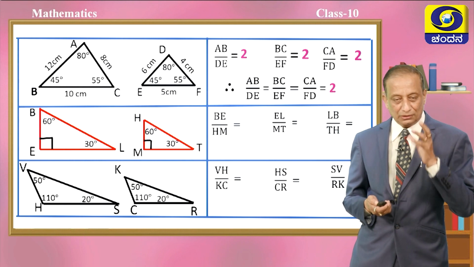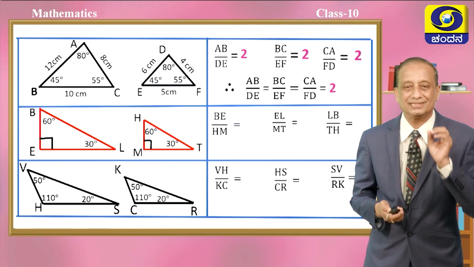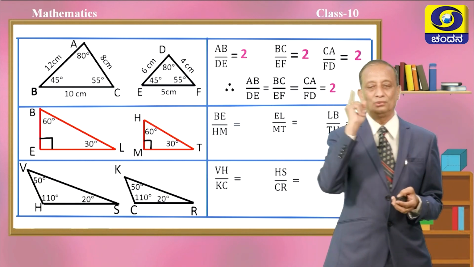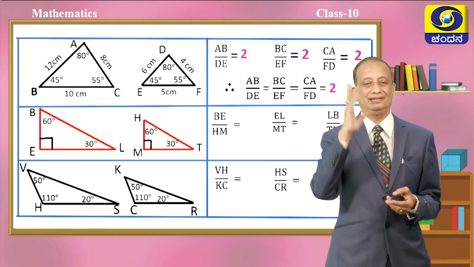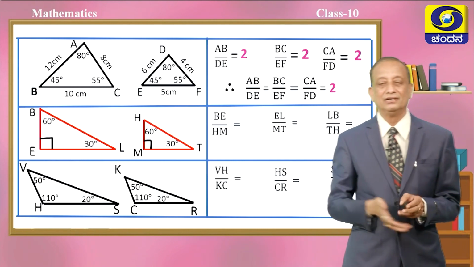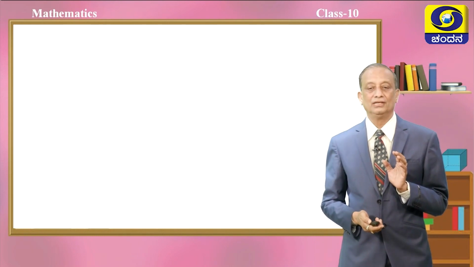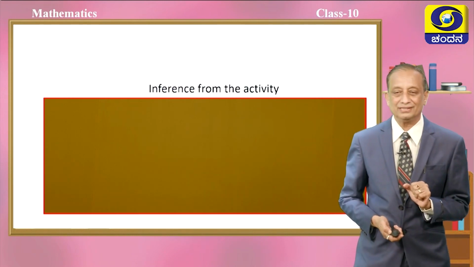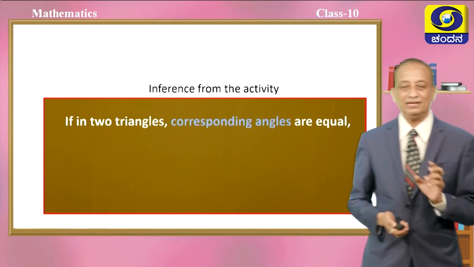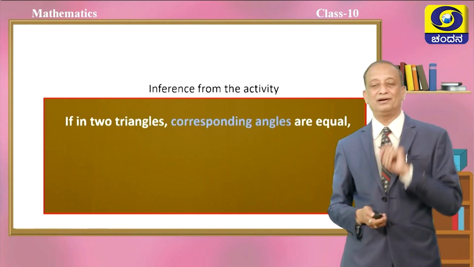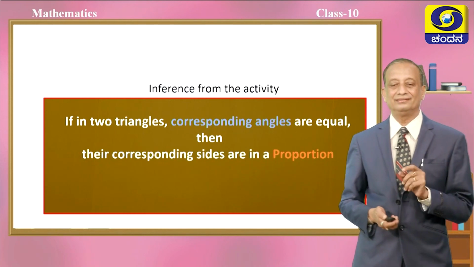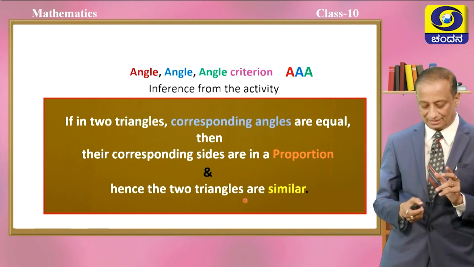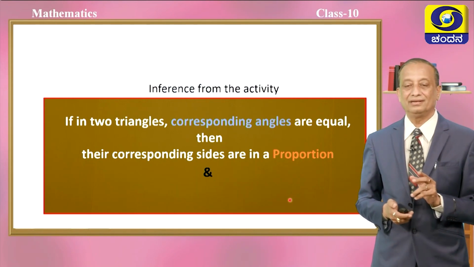So, I think if you can draw these figures and do this activity exactly, you will understand, you will come to a conclusion, you will infer that if two triangles are equiangular, then definitely the corresponding sides will be in a proportion. Okay. So, let us write down our inference like this. What is the inference from this simple activity that we have done? It means if in two triangles the corresponding angles are equal, then their corresponding sides are in a proportion, and hence we can say that the two triangles are similar triangles.